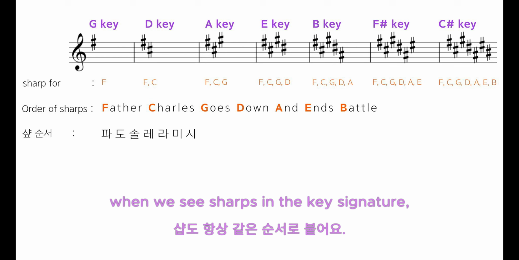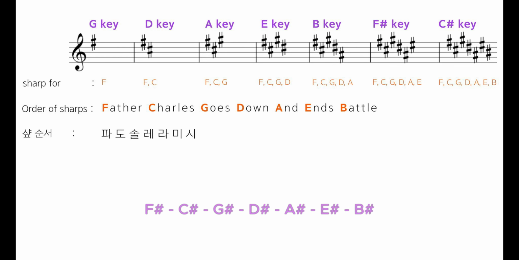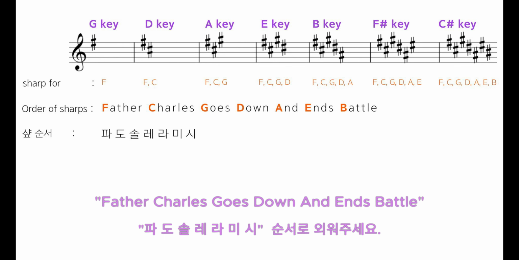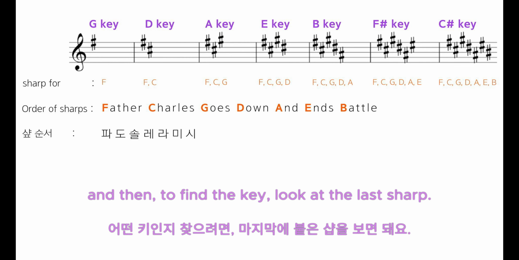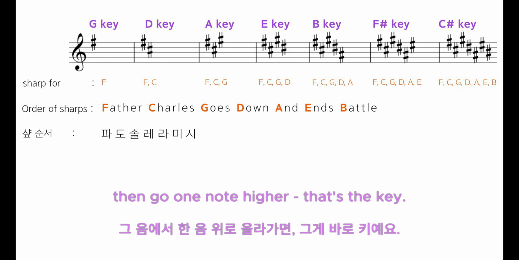When we see sharps in the key signature, they always appear in this order: F sharp, C sharp, G sharp, D sharp, A sharp, E sharp, and B sharp. It's Father Charlie's Goes Down and Ends Battle. It's just the reverse of the order of flats. And then to find the key, look at the last sharp. Then go one note higher, and that's the key.